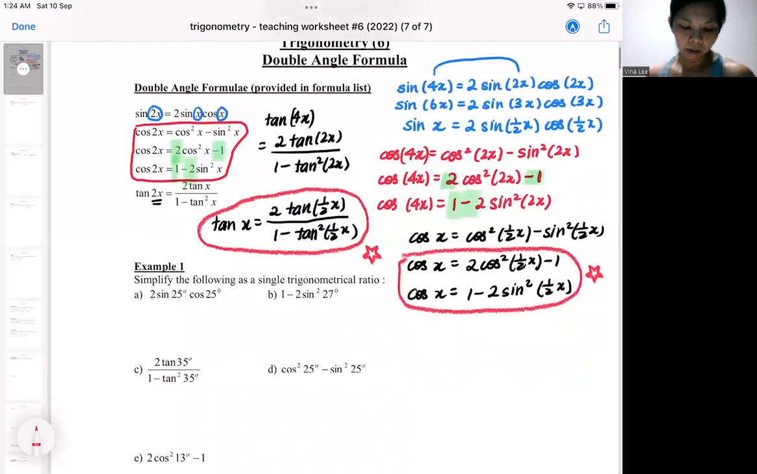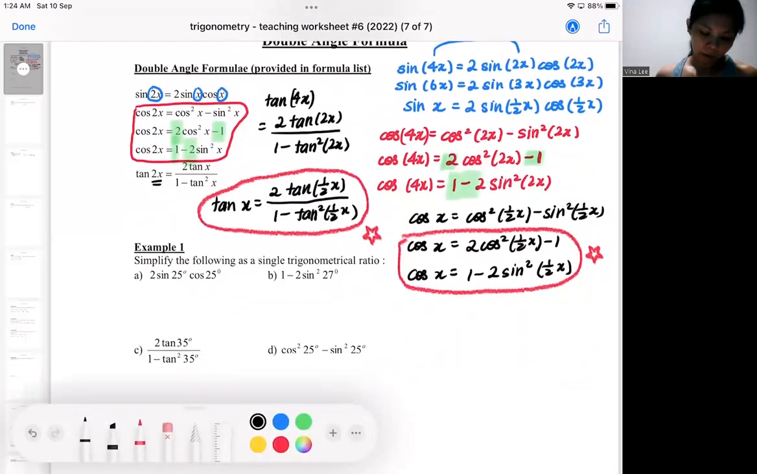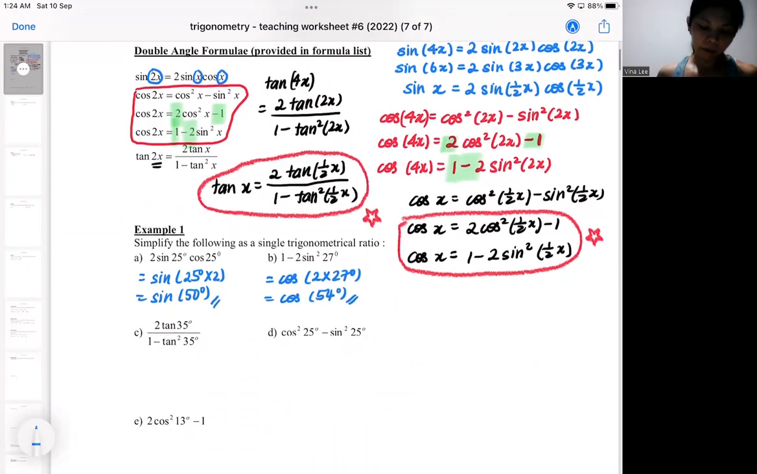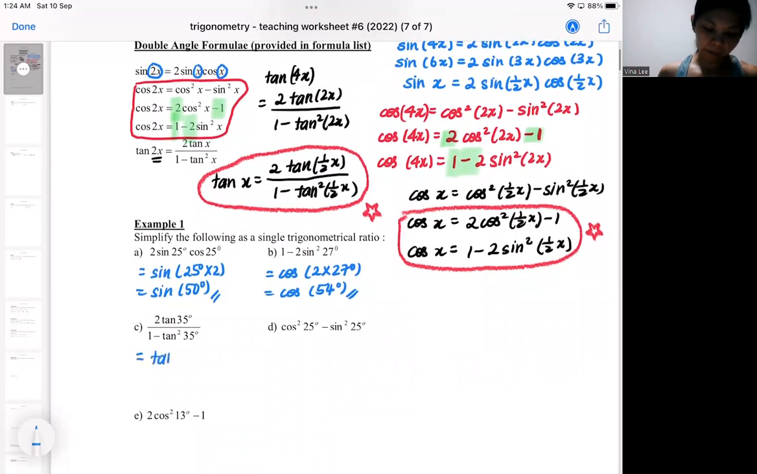So in example 1, let's just try to get used to the double angle formula. This looks like the one for sine, so it should be 5 times 2. That should be sine 50. This is the one on cosine, so it should be 54. Obviously, this is the one on tangent. So that's how I get my tangent 70. Okay, this is the one on cosine.